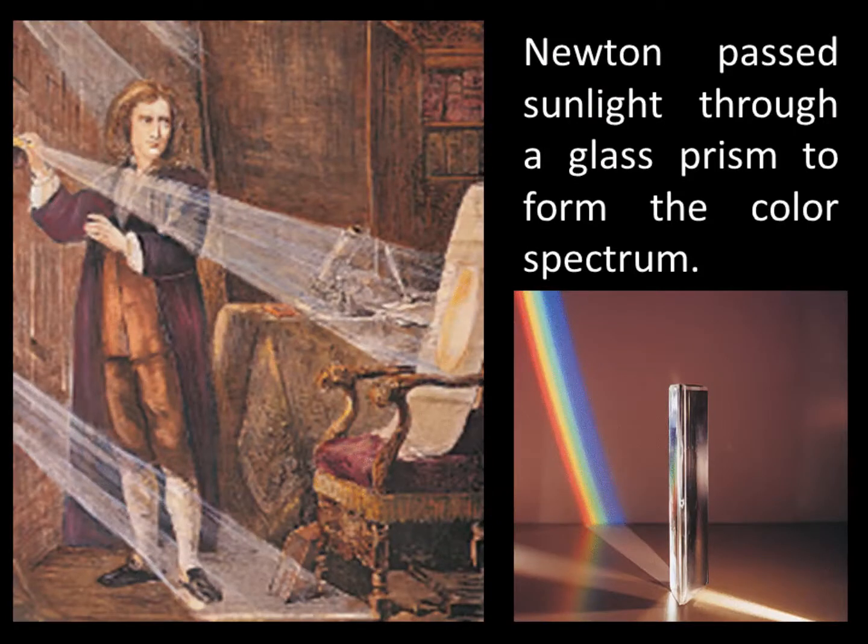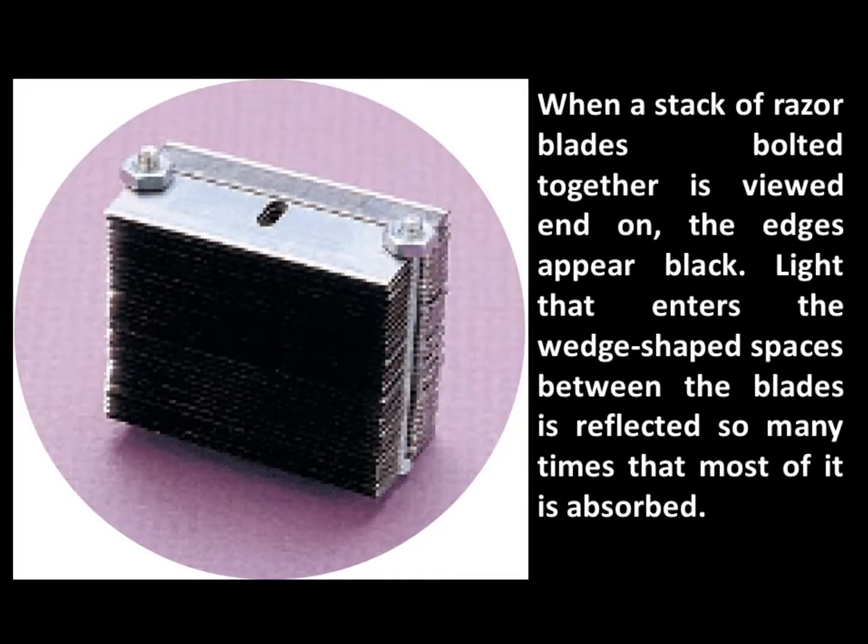Newton passed sunlight through a glass prism to form the color spectrum. He actually used information written by a fellow by the name of Alhazen, which we will get to in a moment. If I take a stack of razor blades, you see that the sharp part of the razor blade is dark. When a stack of razor blades bolted together is viewed end on, the edges appear black.